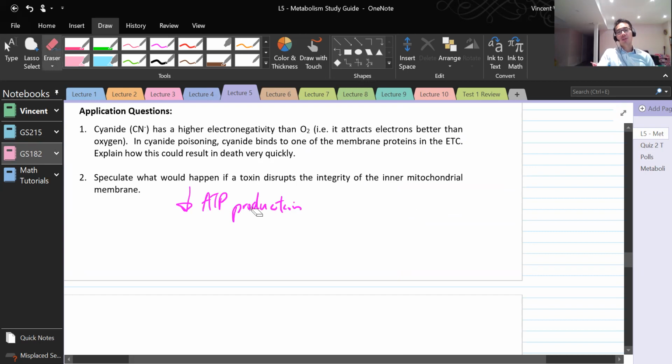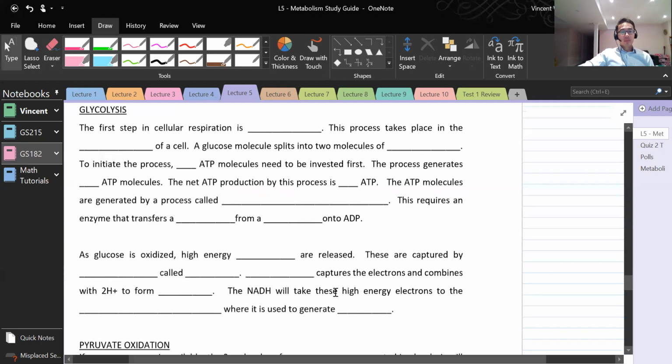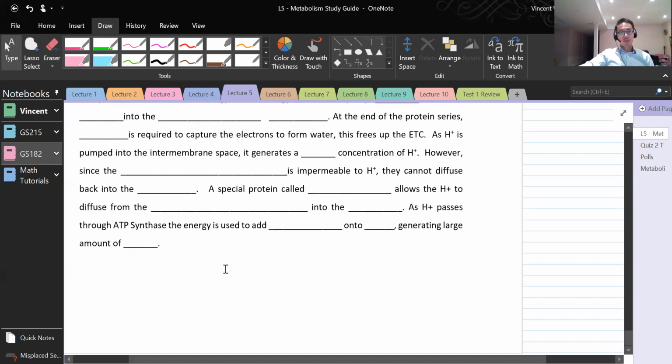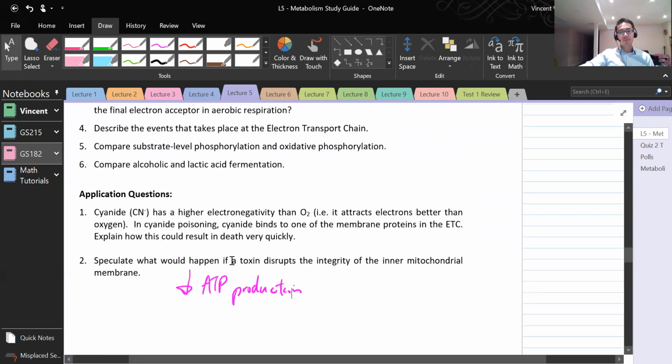Depending on how severe it is, it could be lethal. You could be extremely tired by not having enough ATP. All right. I will post the answer for the fill in the blanks like I usually do, and then you can check it after you fill it in.